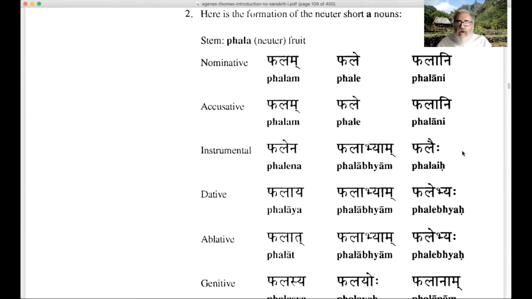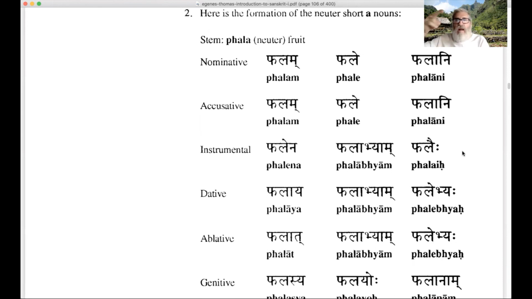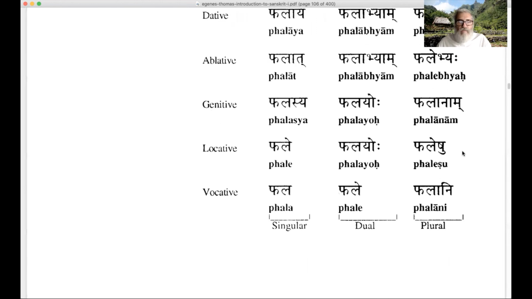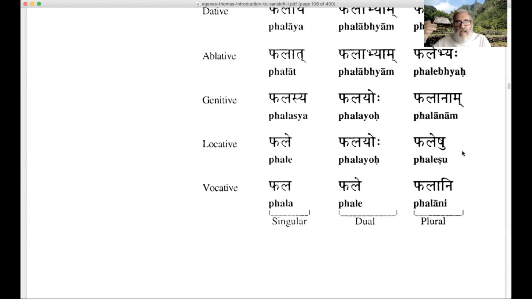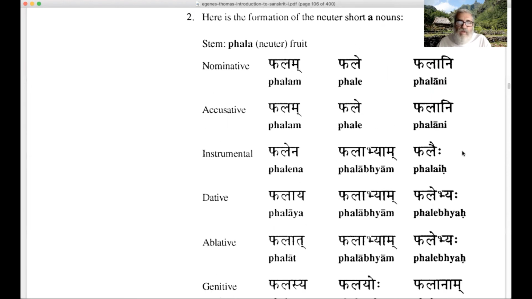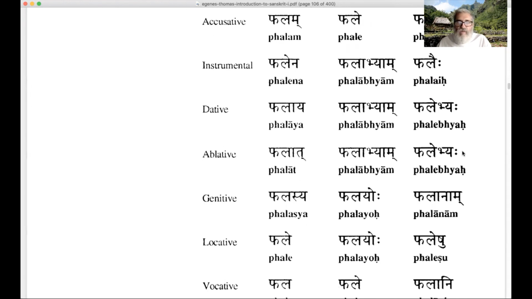Okay, so contrast this with Ramaha. Ramaha, Ramau, Ramaha. It's different. So we have now palam, pale, palani. These are different endings. So all in one fell swoop, he has given you all of these to learn. As well as learning Ramaha, Ramau, Ramaha, Ramam, Ramau, Raman, Ramena, Ramabhyam, Ramaihi, Ramaya, Ramabhyam, Ramebhyaha, Ramat, Ramabhyam, Ramebhyaha, Ramasya, Ramayoho, Ramanam, Rame, Ramayoho, Rameshu, Hey Rama, Hey Ramau, Hey Ramaha, right? So now we have to learn the neuter nouns. So we have to learn the whole thing.